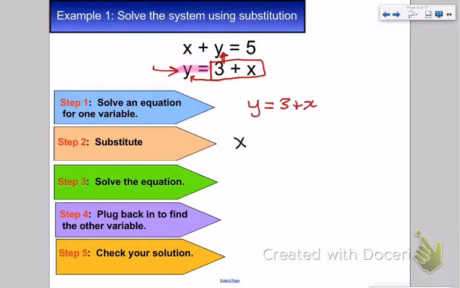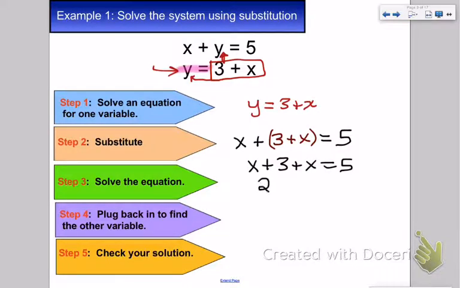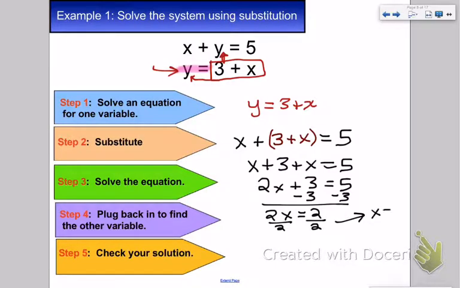We have x plus, and now we're substituting, instead of writing y, we are writing 3 plus x. And I like to use parentheses when I substitute in case there's multiplication. In this problem, there is no multiplication, but it's always good to get in that habit. And that's equal to 5. From here, that means we have x plus 3 plus x is equal to 5. Let's get our like terms together. 2x plus 3 is equal to 5. Solve that equation. Subtract 3 from both sides, and divide by 2. That gives us x is equal to 1.